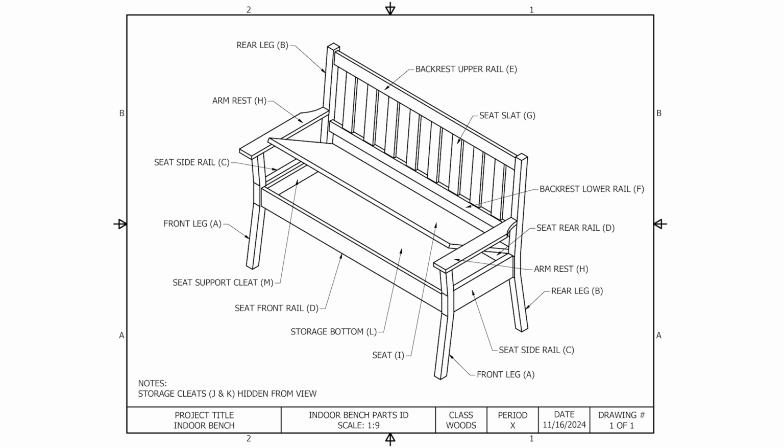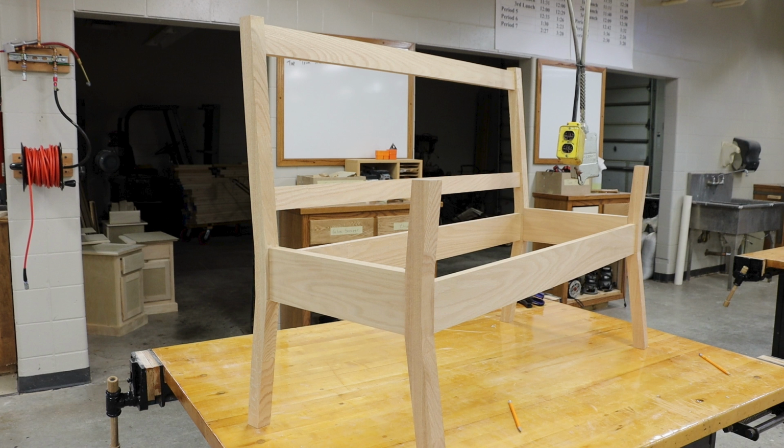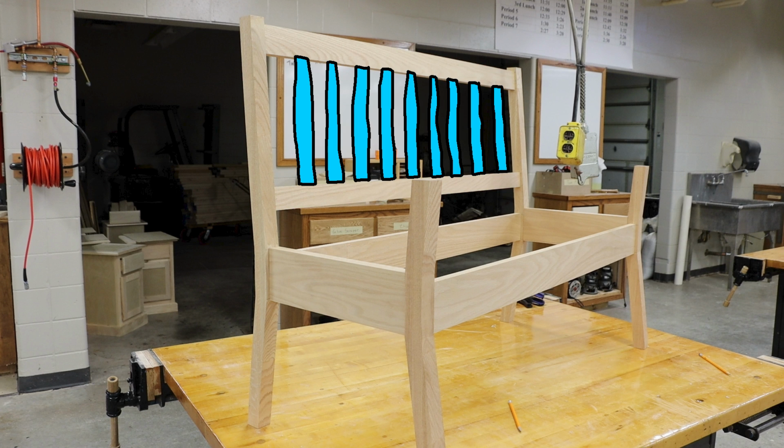Taking a look at our project plans, we have 8 seat slats. Those run between the backrest upper rail and the backrest lower rail. We have already created the backrest upper rail and the backrest lower rail. So our focus is on making the seat slats and getting those to fit between my backrest upper rail and my backrest lower rail.